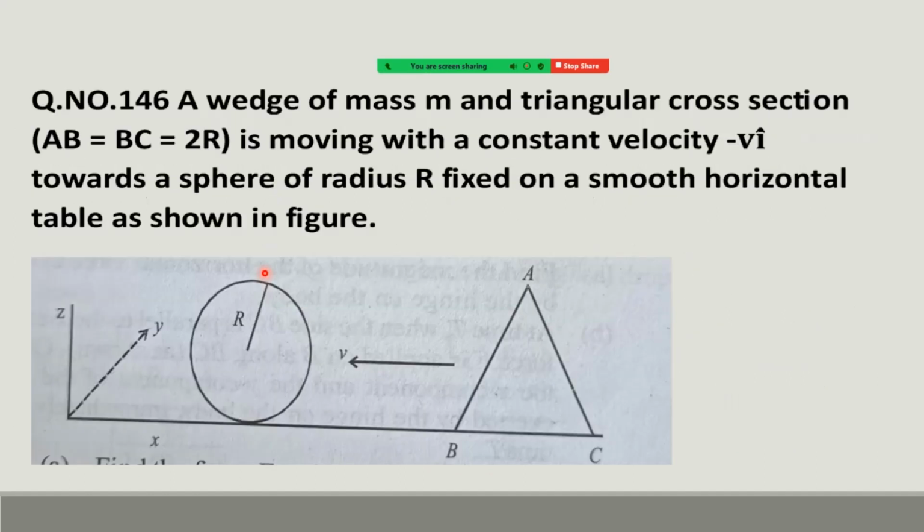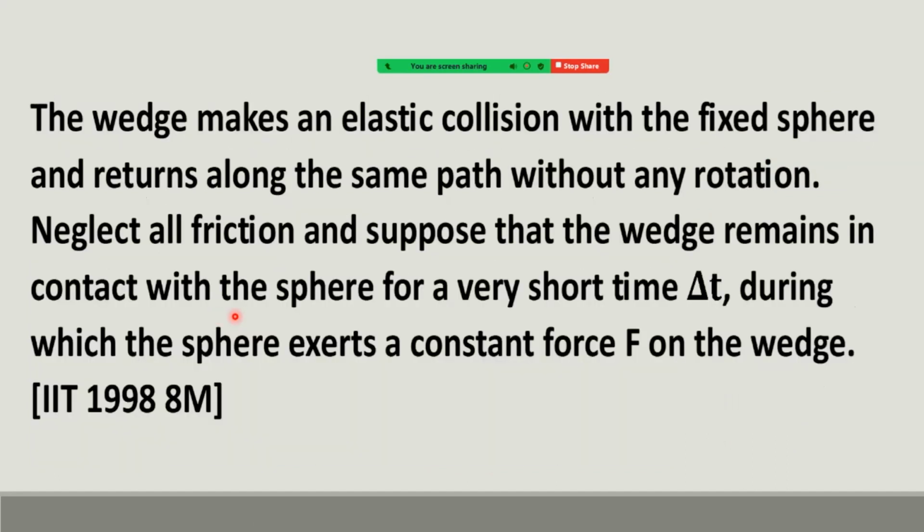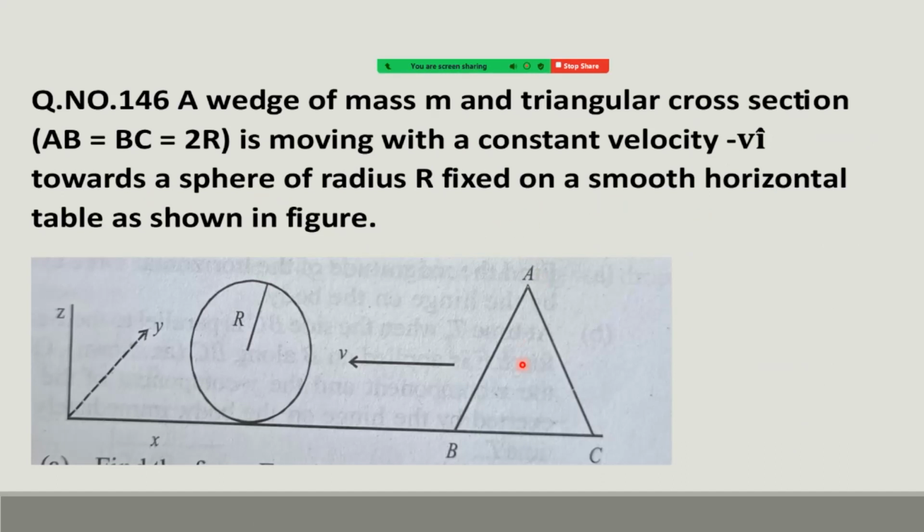Let's see the diagram once. The wedge is moving left side, meaning along the negative x-axis. That's why minus v i cap, and speed is given. A condition given is that it is an elastic collision, and it returns along the same path without any rotation. So its meaning is it has only translatory motion, right? The wedge is having only translatory motion before and after.